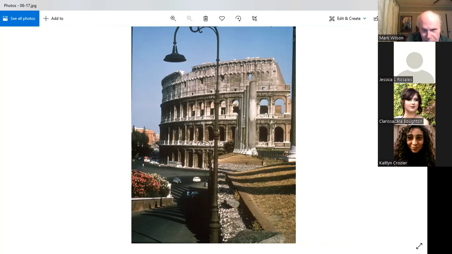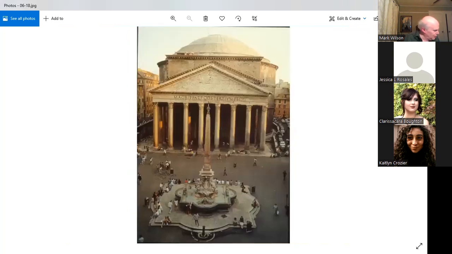Okay, now this is one of the two most important slides for tonight. This is the Pantheon, from Rome, and the date is 125 AD.